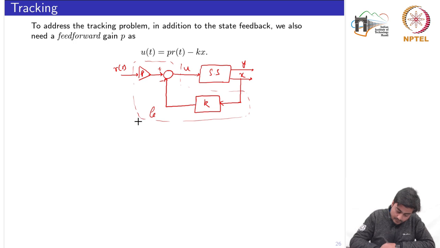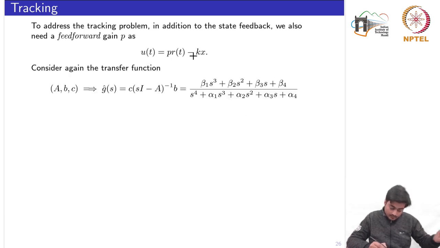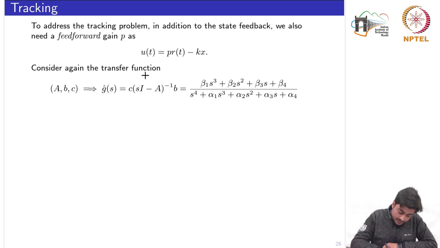This complete part we will call the controller, and this is nothing but the equation u(t) equals P R minus K x. Now here we need to design two gains, P and K, such that Y becomes equal to the reference signal, or to a constant value A. Consider once again the transfer function we had seen earlier for the pair A, B, C, denoted by G hat of s. This transfer function is written for n equal to 4. We have seen earlier all these beta i's and alpha i's of the plant.